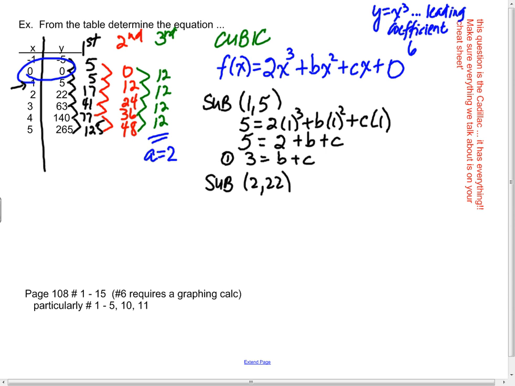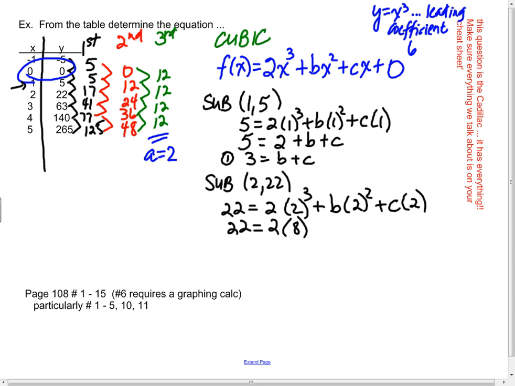Second point I'm going to substitute is 2, 22. So I put 22 in for y. I'm going to put a 2 in for x everywhere I see an x. There. I need to tidy that up quite a bit. 22 equals 2 times 2 cubed is 8. Always do your cube first. B times 2 squared is 4. And C times 2.